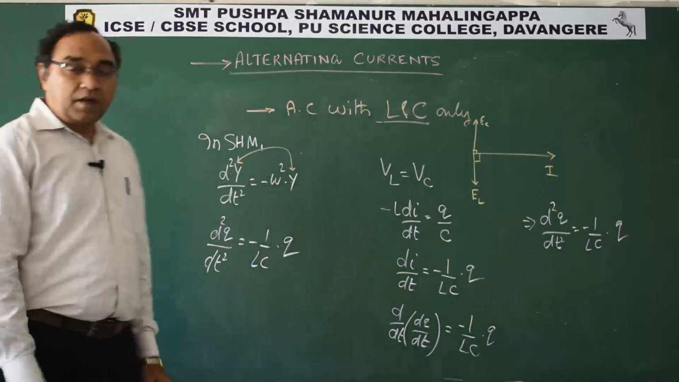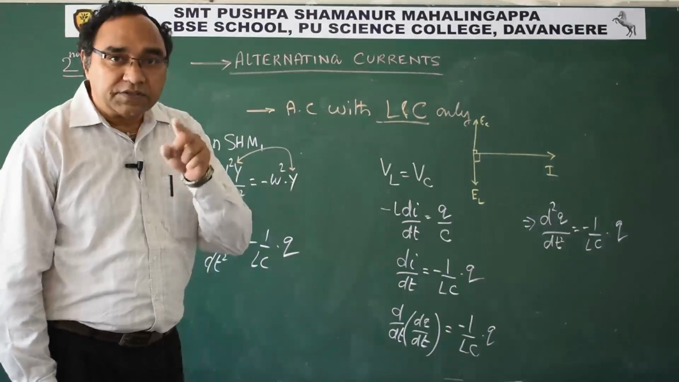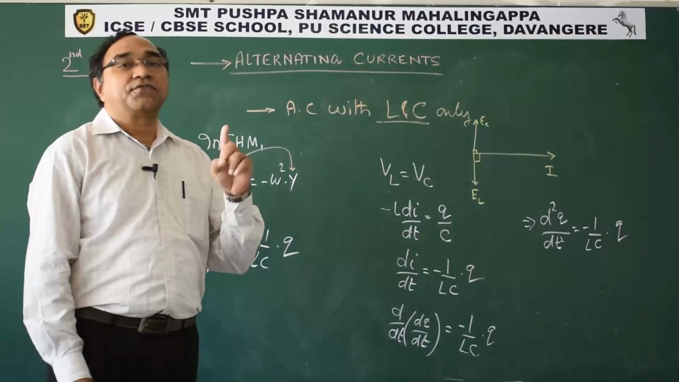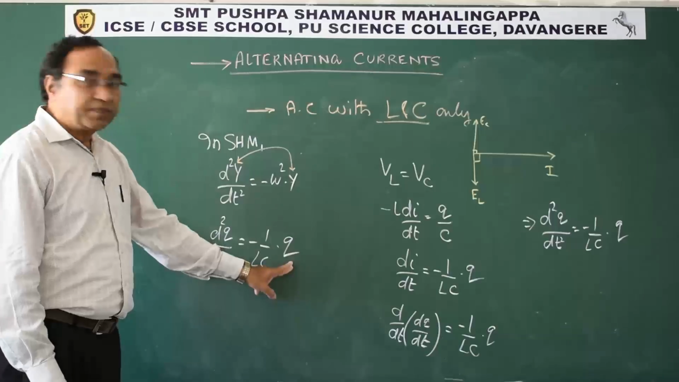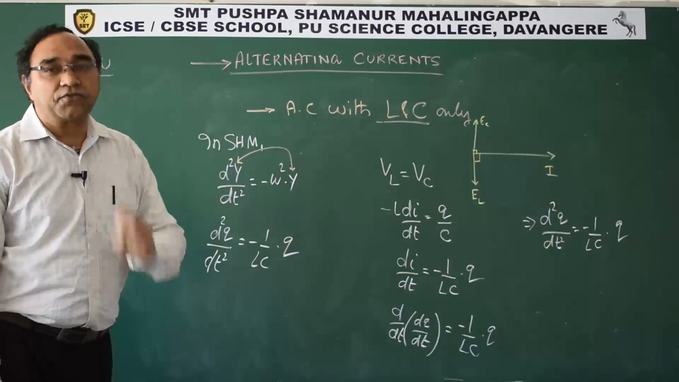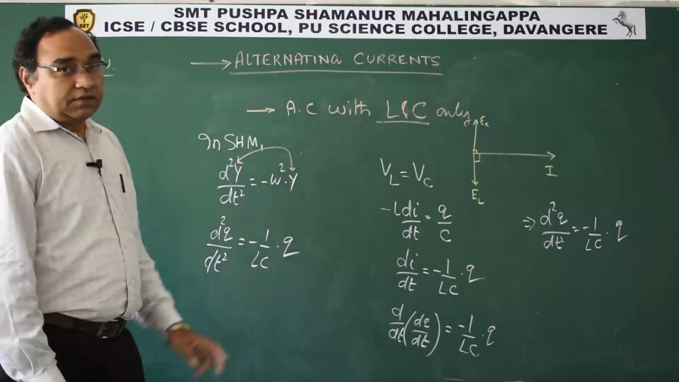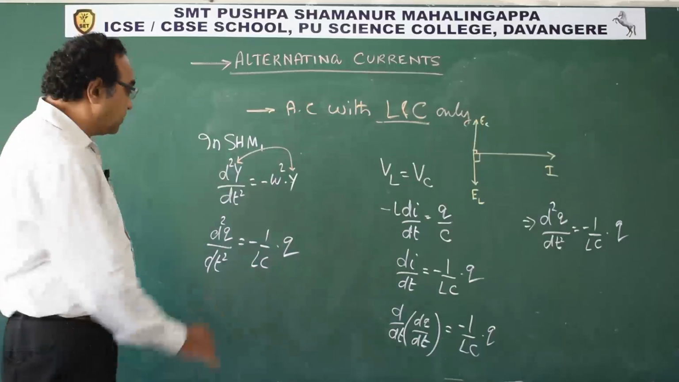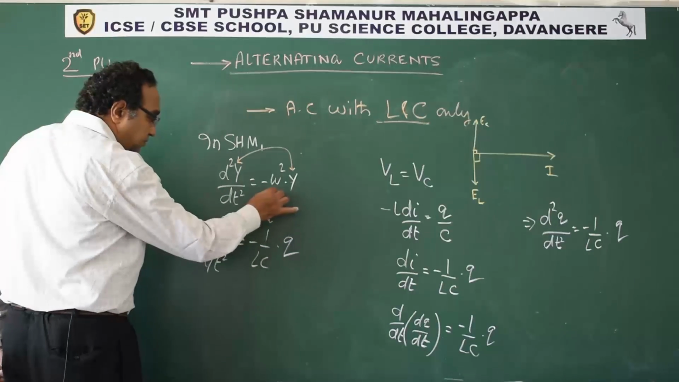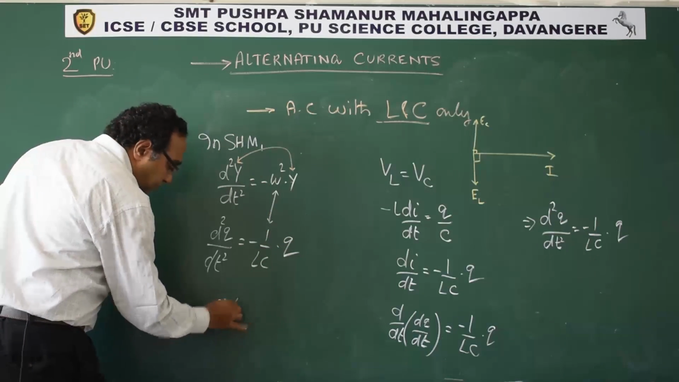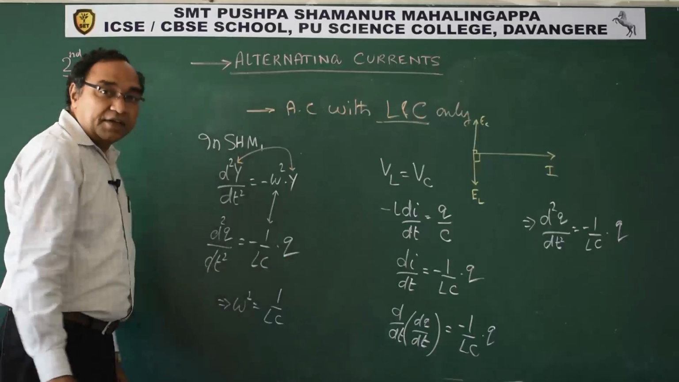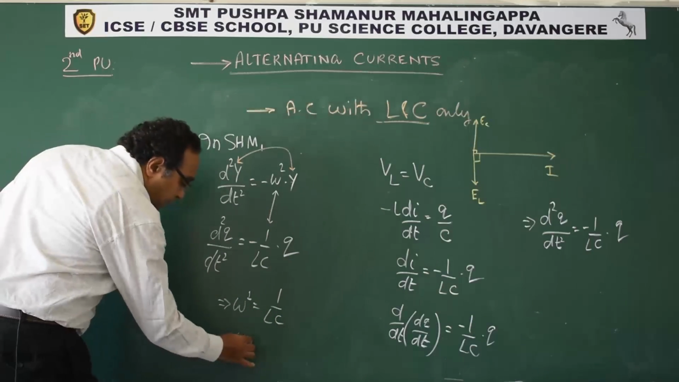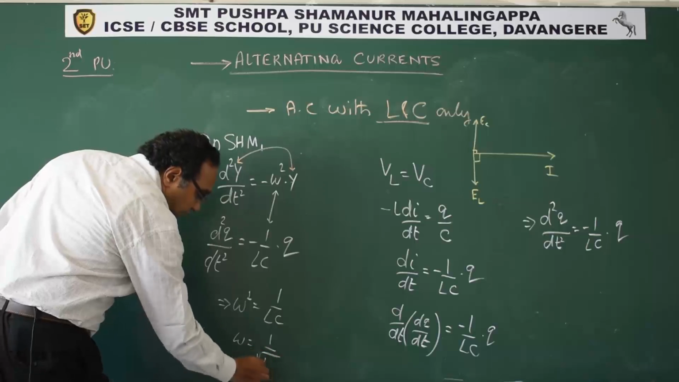By comparing, what can we say? The charge is oscillating. See here, Y, Q. So the charge is oscillating. So what is the time period? By comparison, omega square is 1 by LC. So omega is 1 by root LC.